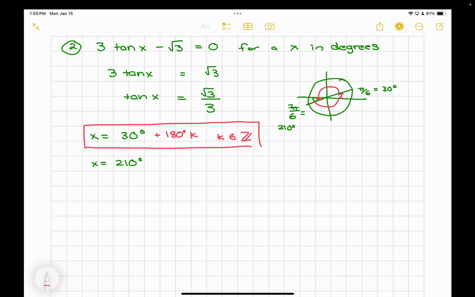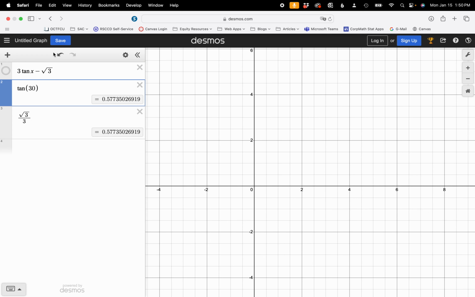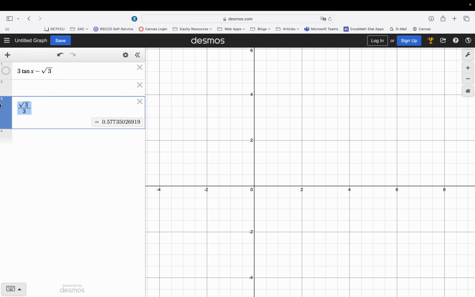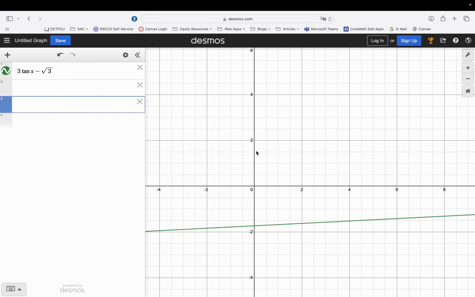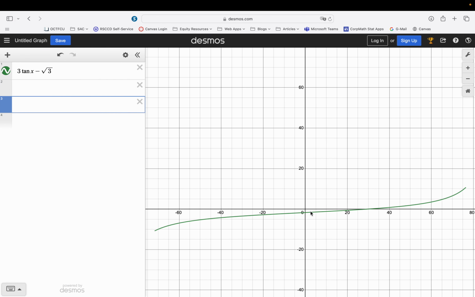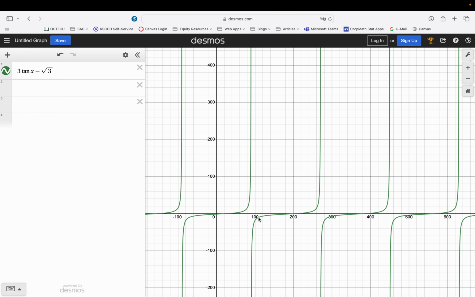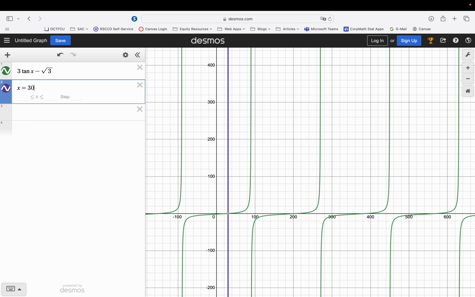Why do I not need to include this 210 in my solution? Well, if I add 180 to 30, I get that 210. Okay? So here is my original equation. And in degrees, it's a little bit harder to see. But if I want to find all possible solutions, if 30 degrees is one of the solutions, you can see right here that that makes this equal to 0.